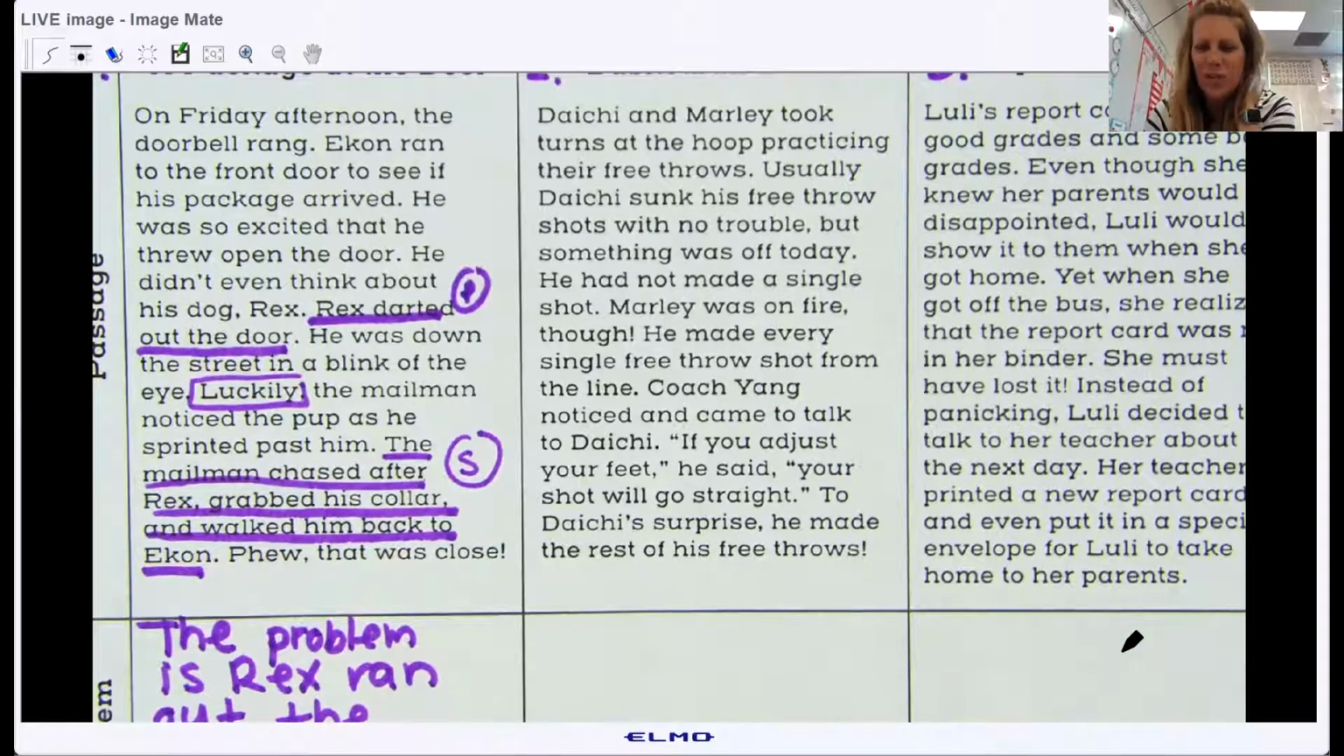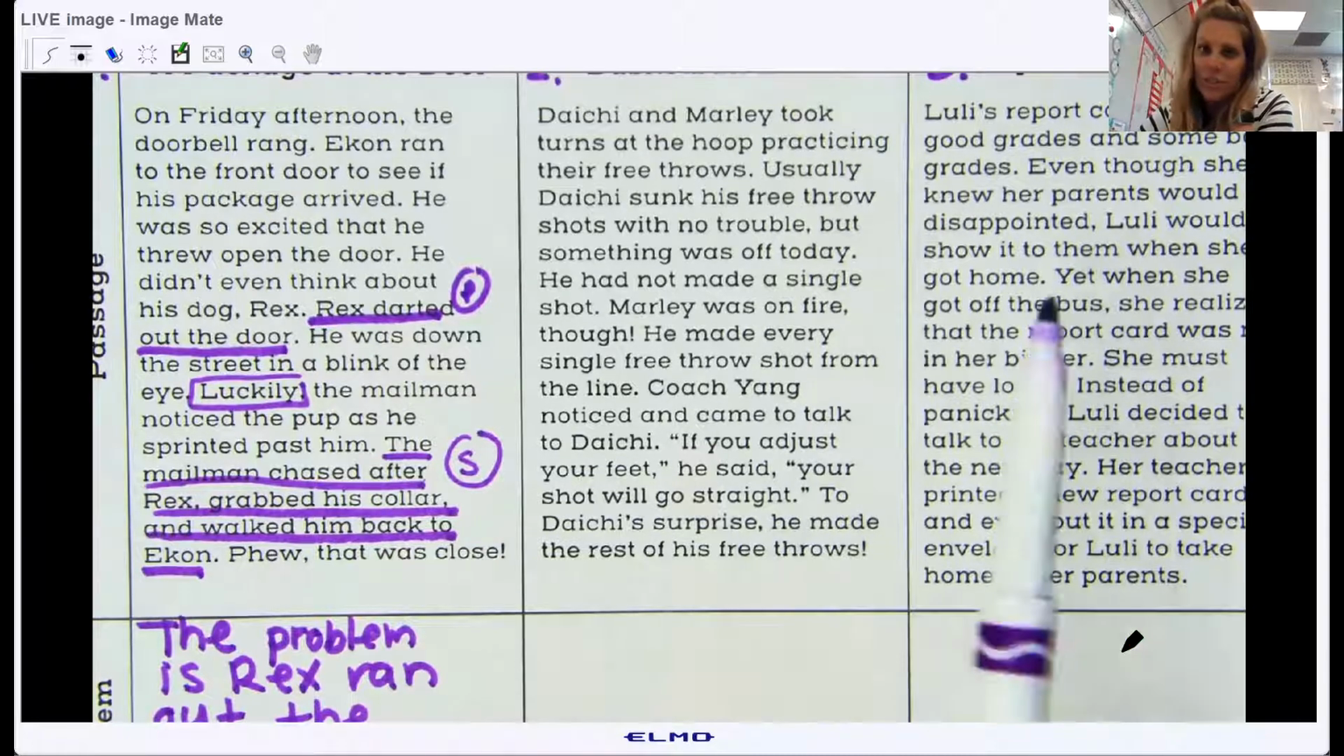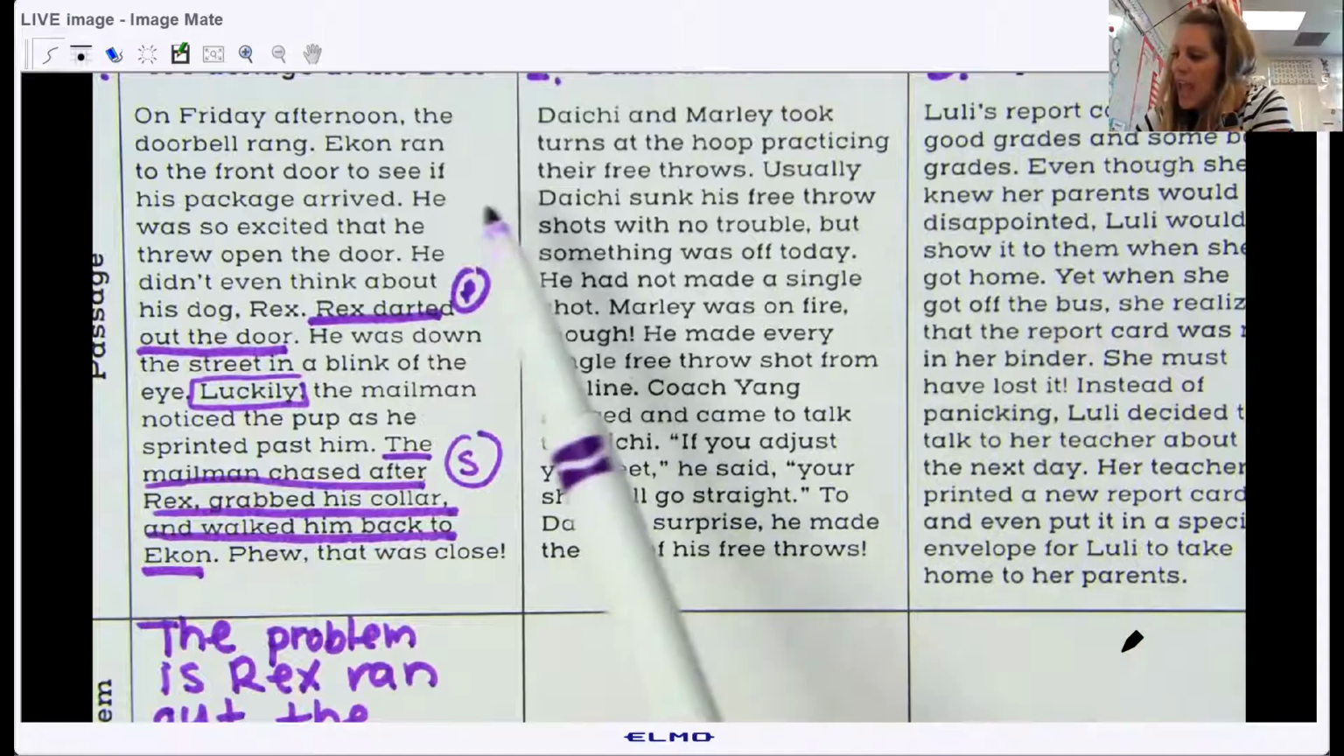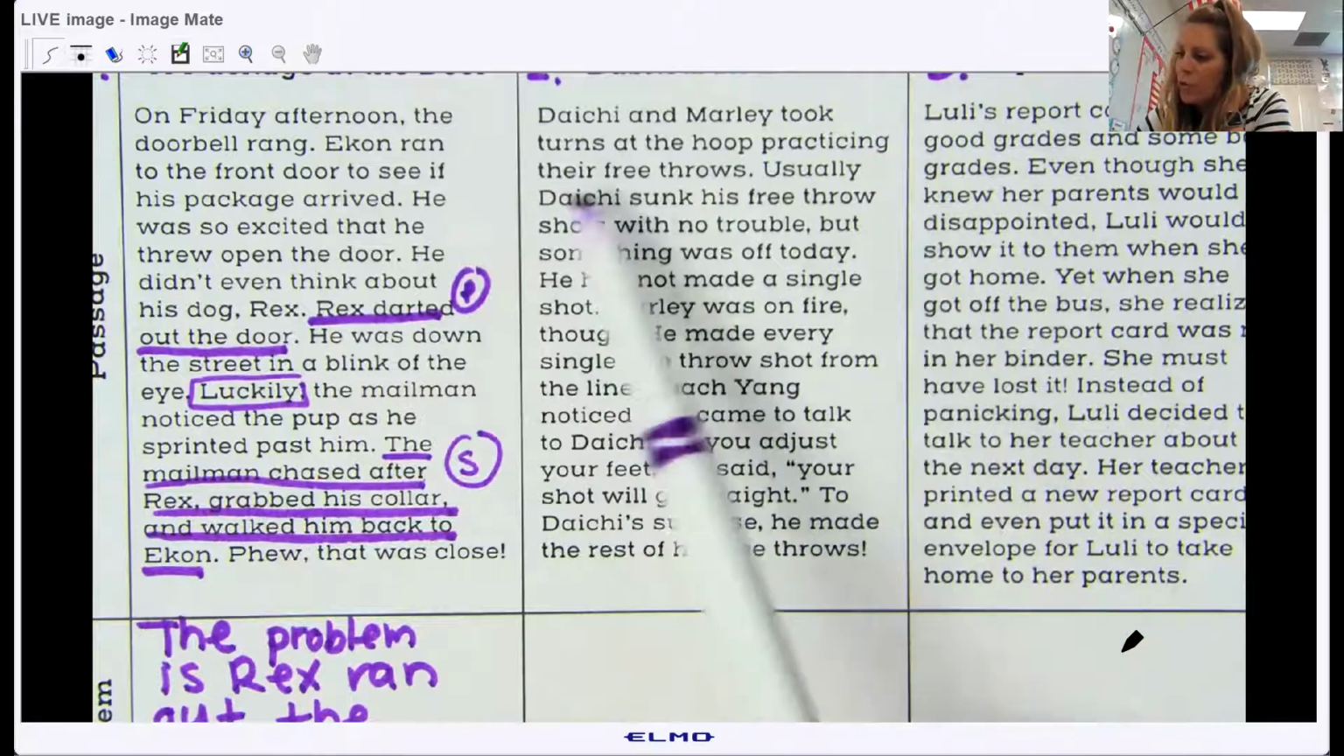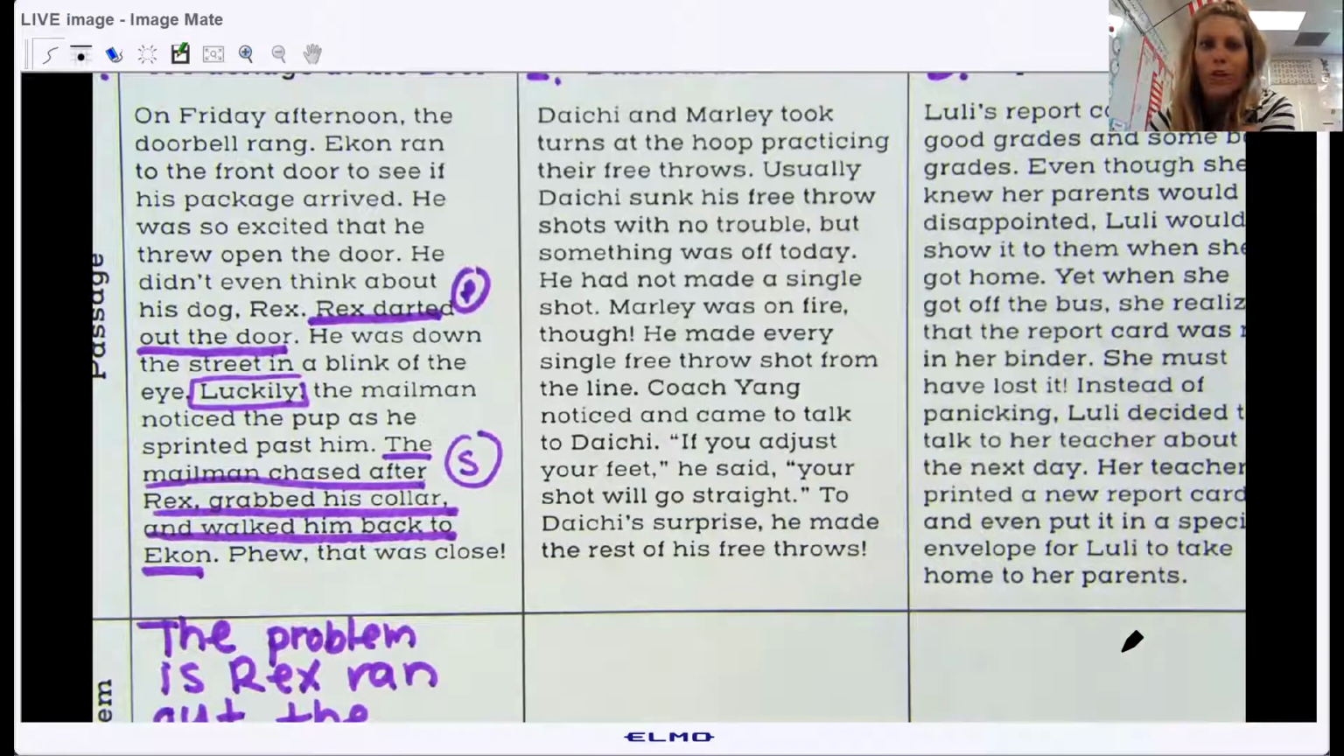And these characters have some interesting names. We're gonna call them Daichi. Daichi and Marley took turns at the hoop, practicing their free throws. Usually, Daichi sunk his free throw shots with no trouble, but something was off today. He had not made a single shot. Marley was on fire, though. He made every single free throw shot from the line.